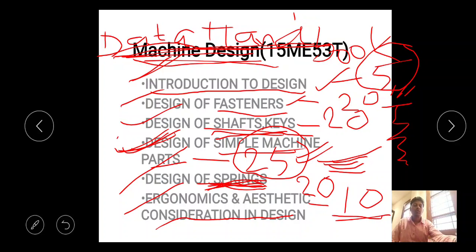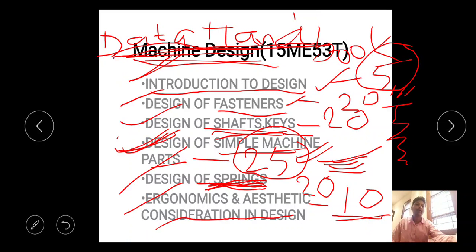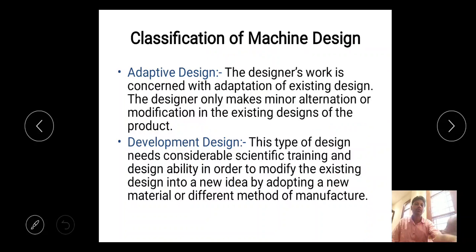So in this whole chapter, what we are studying, we'll be briefly starting with the first chapter, that is introduction to design. So what do you mean by design? We'll be studying here what is machine design, what is the definition of machine design, and different types of classification of machine design, that is adaptive design, development, and new design. Those things we are studying.